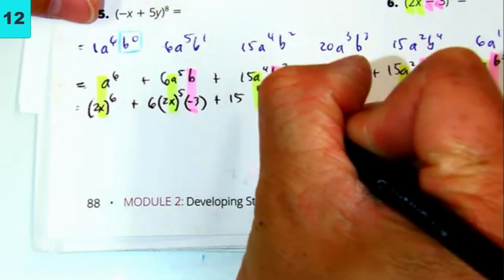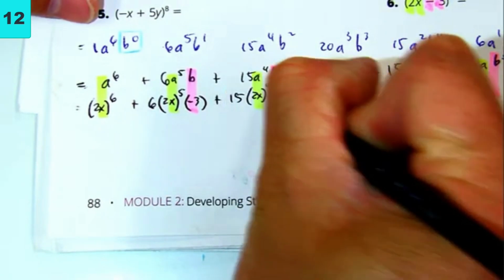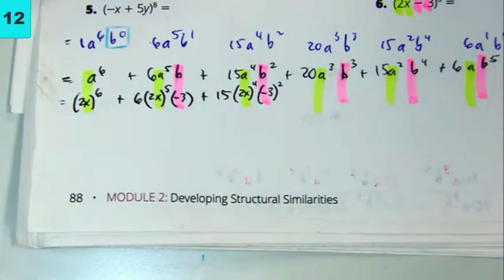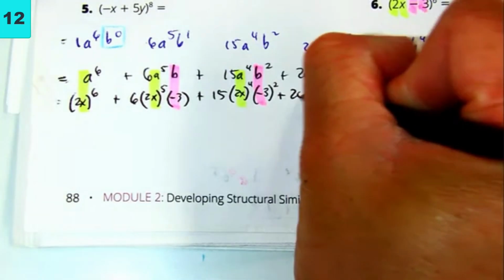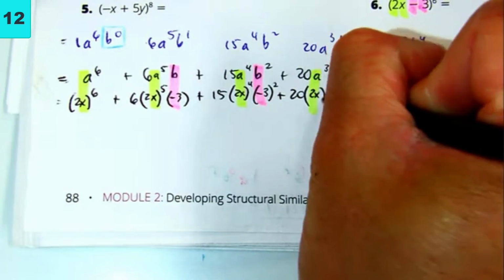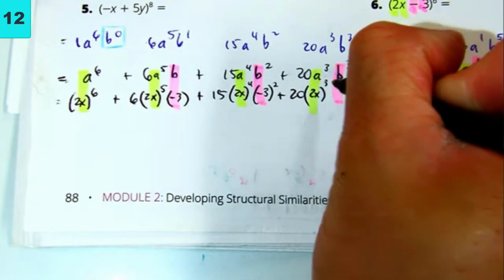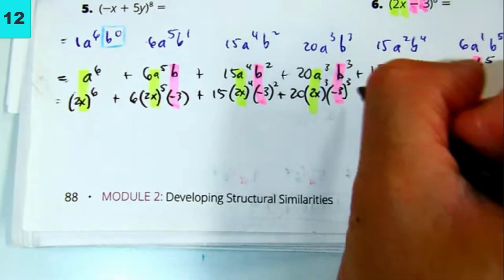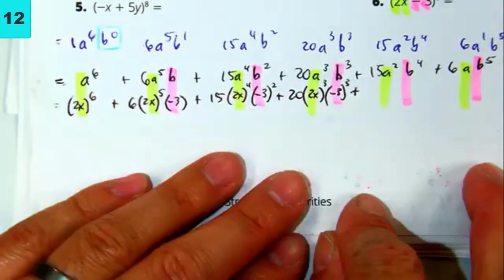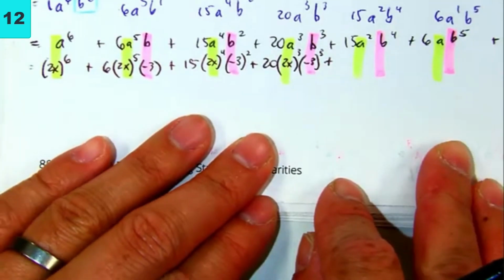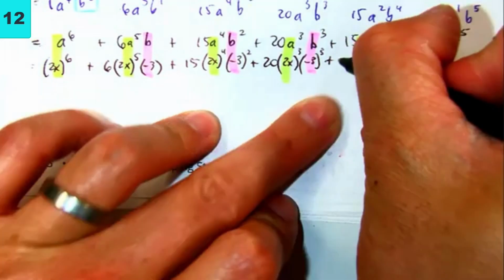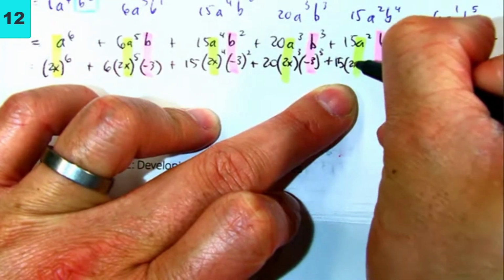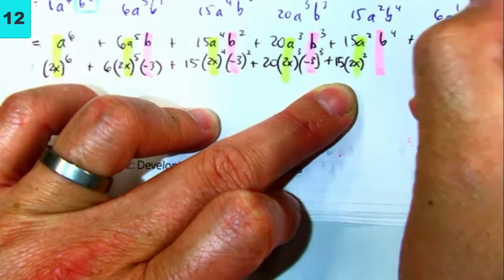15 times (2x) to the 4th power times (-3) to the 2nd power, plus 20 times (2x) to the 3rd power, where B is (-3) to the 3rd power, plus 15, where A is (2x) to the power of 2, B is (-3) to the 4th power.